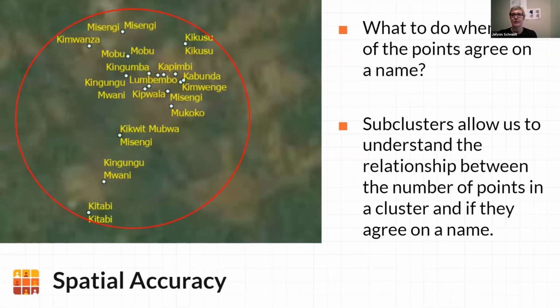But what to do when none of the points agree with each other? So then I start looking more closely at what I call subclusters. So I have this 100 meters that I've looked at and clustered all of these points together. But then I start looking at whether or not the names within that cluster agree with each other.